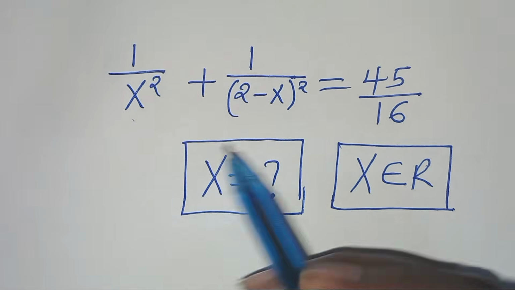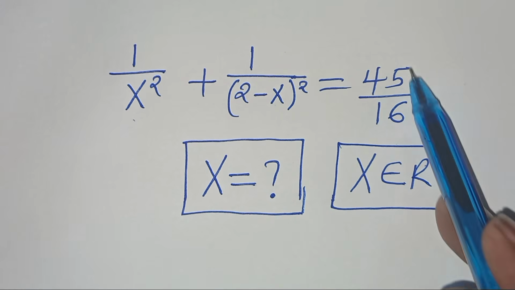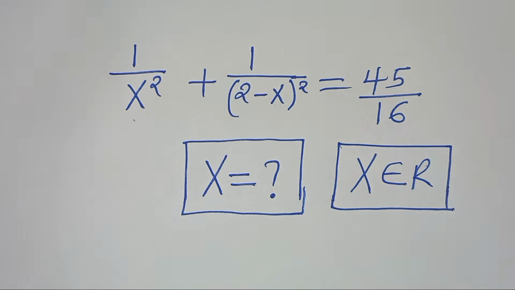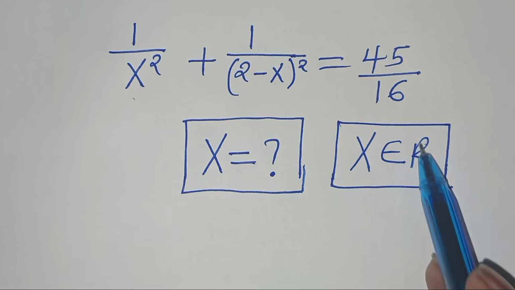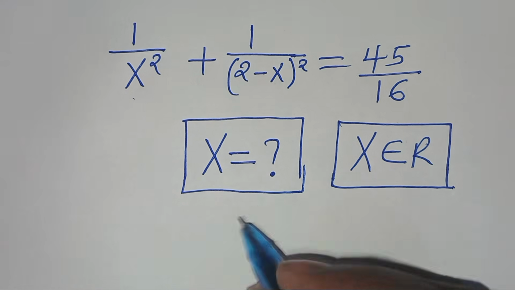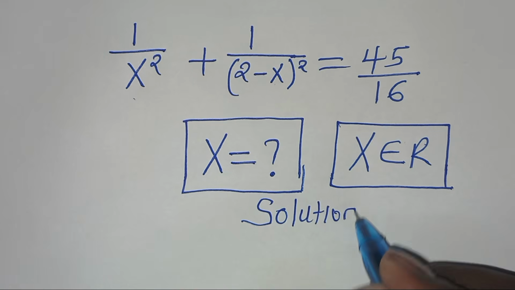1 over x squared plus 1 over (2 minus x) to the power of 2 is equal to 45 over 16. So what are the values of x, given that x is an element of real numbers? Now let's provide a solution from here.